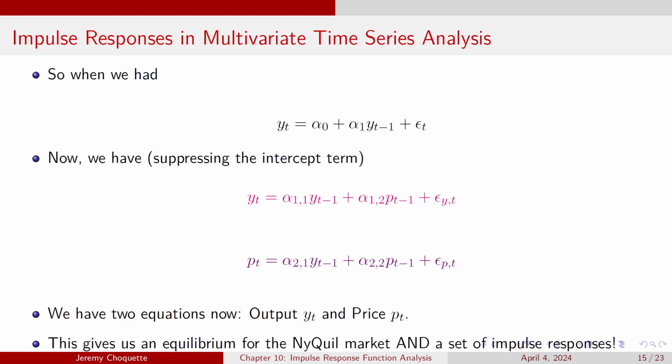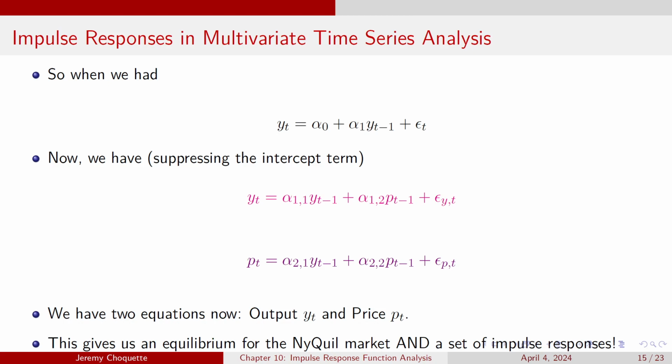So originally I had what's just in black, y equals alpha naught plus alpha 1 times y_{t-1} plus epsilon t. Now what I'm doing is I'm suppressing that intercept, that alpha naught. We're just going to pretend that that's not there, just to make it easier so you can see what the equations are doing. So now I've got y equals alpha 1,1 times y_{t-1} plus alpha 1,2 times p_{t-1} plus epsilon yt. So that is output being a function of the lag of output and a lag of price.